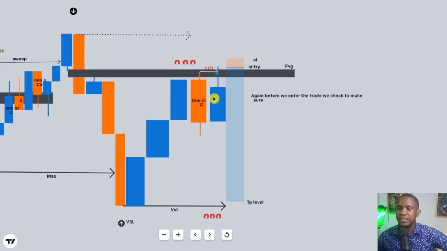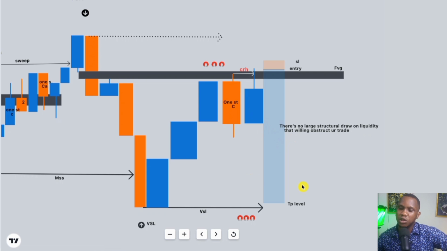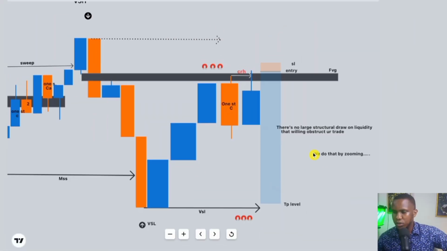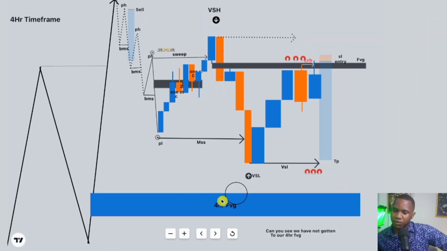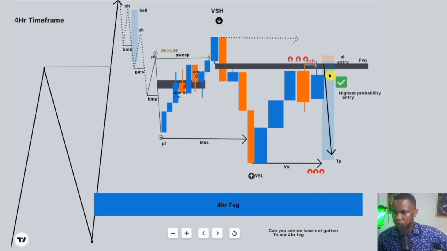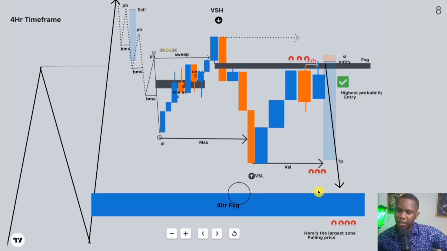And before we enter this trade, we can check to make sure that there is no larger structural draw on liquidity that will obstruct our trade. We do that by zooming into the 4-hour time frame. Can you see we've not gotten to our 4-hour fair value gap right here? So this is our highest probability entry in the market. Here is the largest zone in the market pulling price to itself.